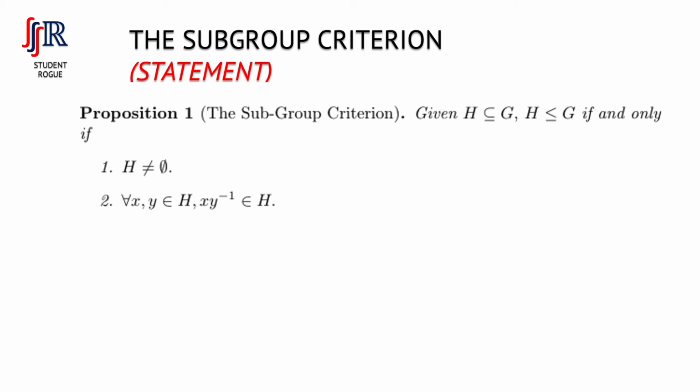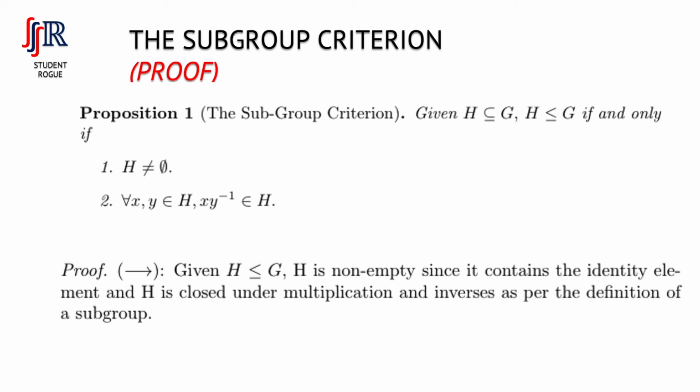Since the statement itself is a bi-implication, we would have to prove the left and right implication separately. So let us now start with the rightwards implication, which is actually the easier implication to prove. Given that H is a subgroup of G, it's true that H is non-empty, right? Since it's a subgroup, it must contain the identity element.